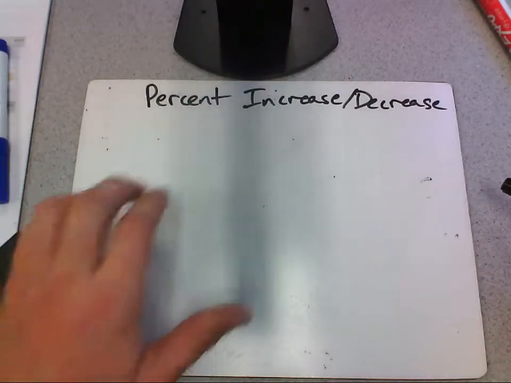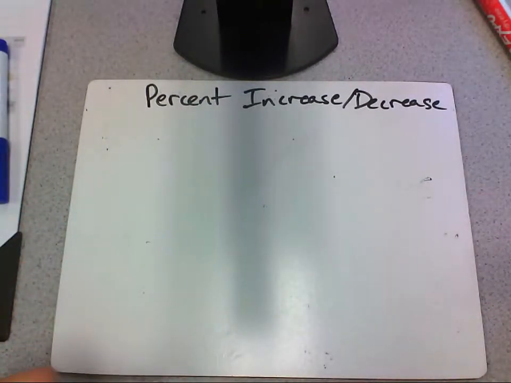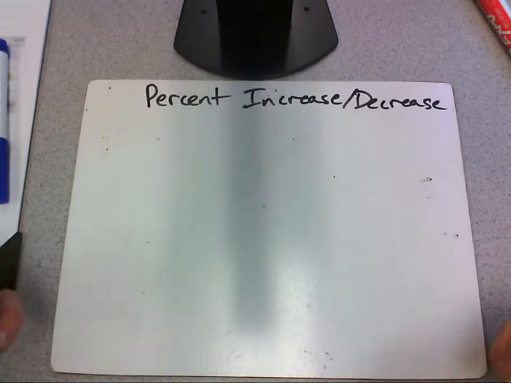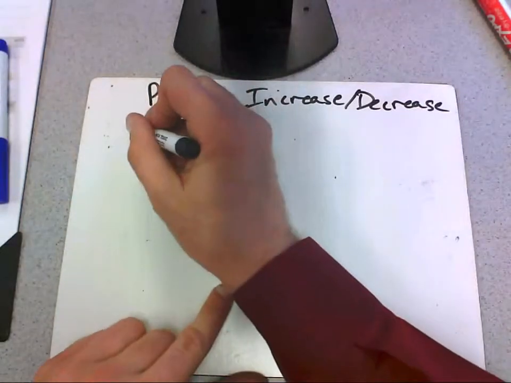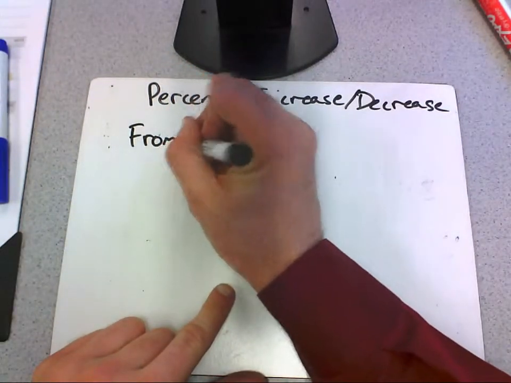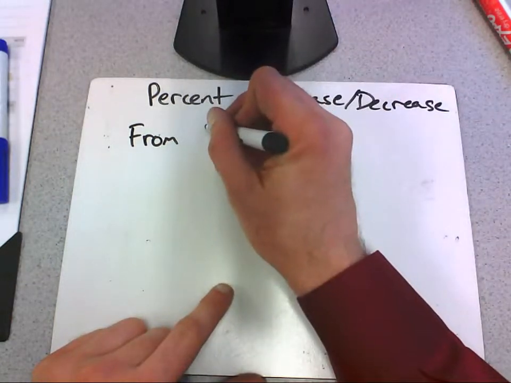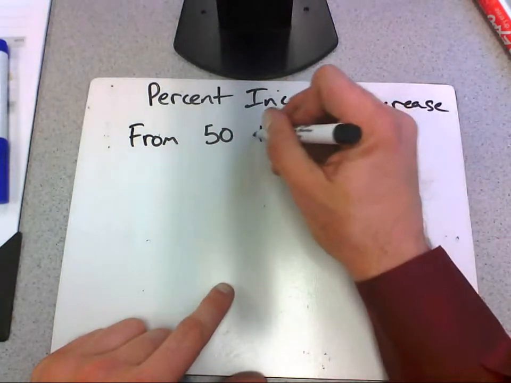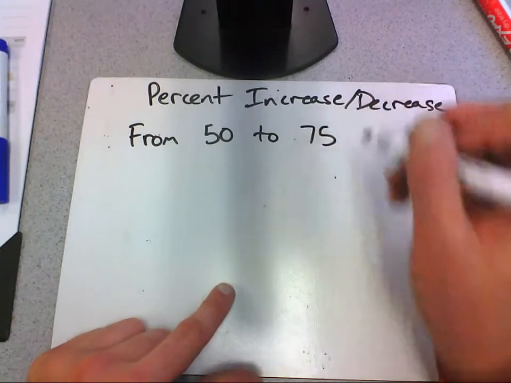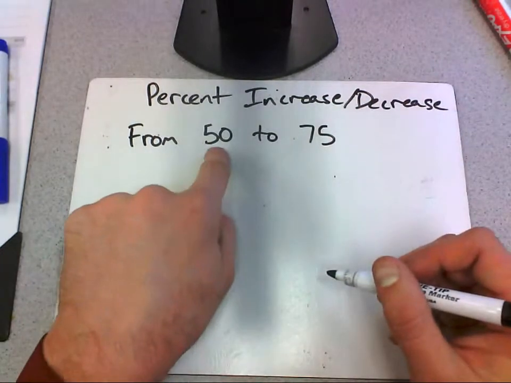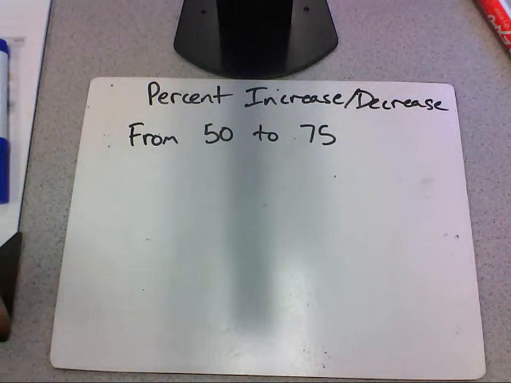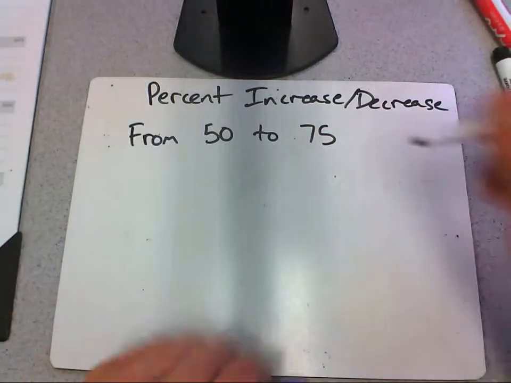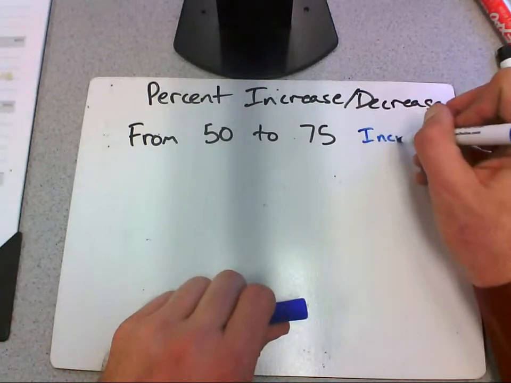Today we're going to be looking at percent increase and percent decrease. Now, I don't want to give you a couple different formulas, where this one is the increase or decrease. Let's use some logical thinking here. If I'm going from, let's say, 50 to 75, smaller number to a bigger number, is that going to be increasing or decreasing? It's going to be increasing.